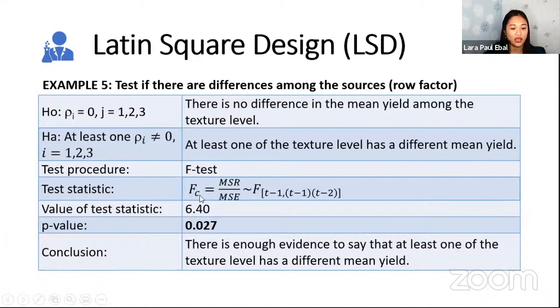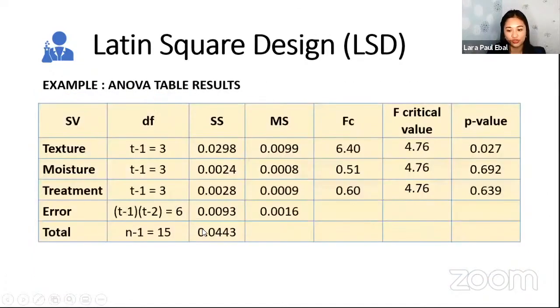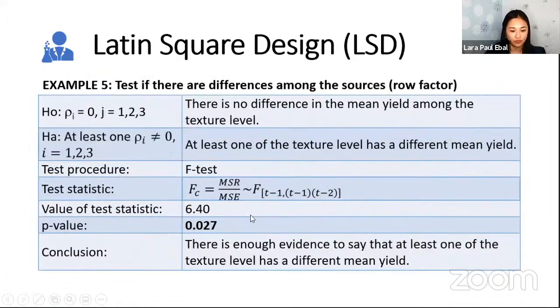Okay, ganun pa din, nag-vary lang po sa F kasi yung numerator is for the row. Okay, and then you can go back to the star output and check. Okay, the p-value there is 0.027. Okay, ito po. And so there is enough evidence to say that at least one of the texture levels has a different mean yield. So nag-iiba pala yung texture levels. Okay, dun, in terms of the means.